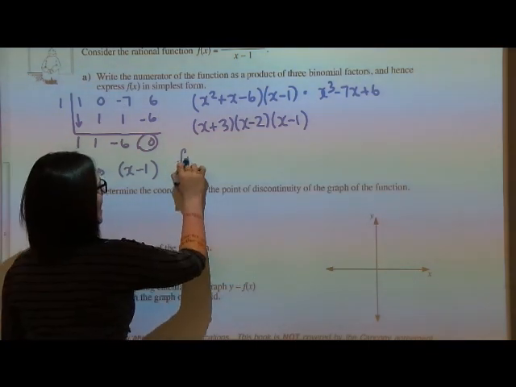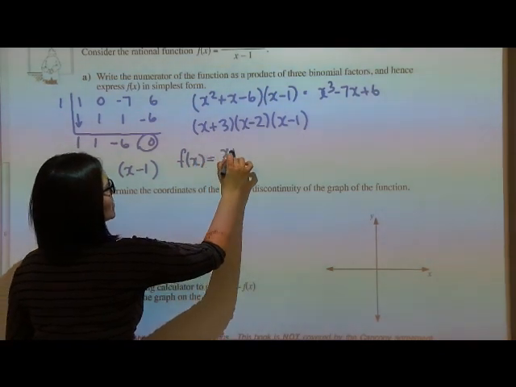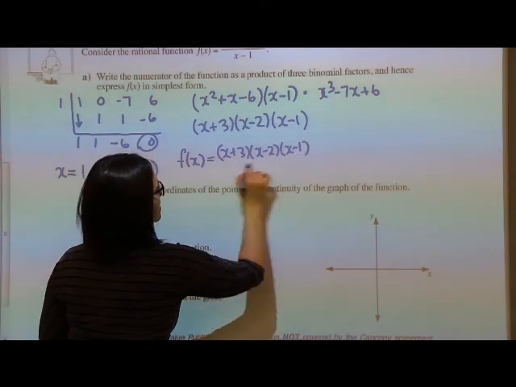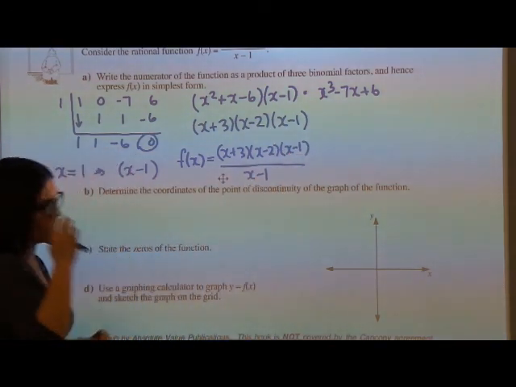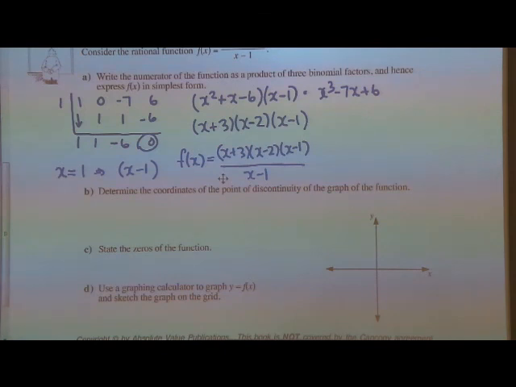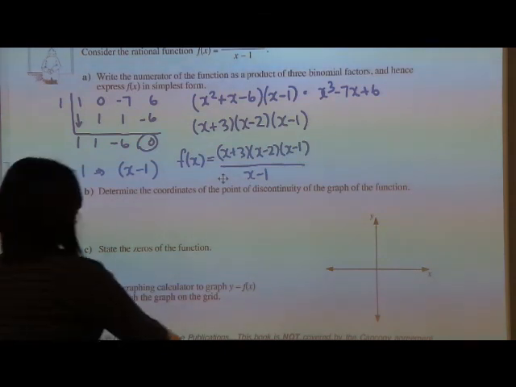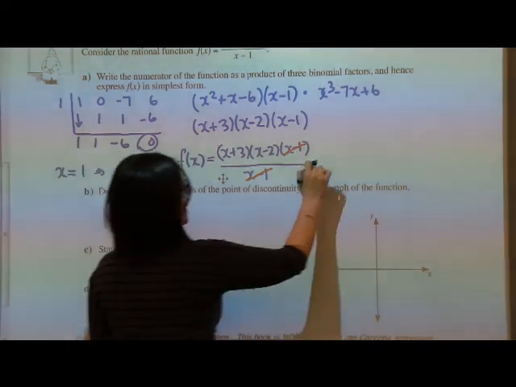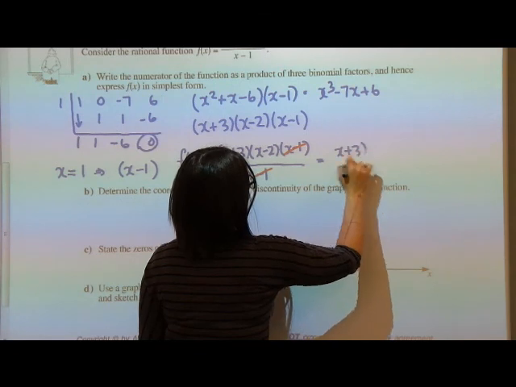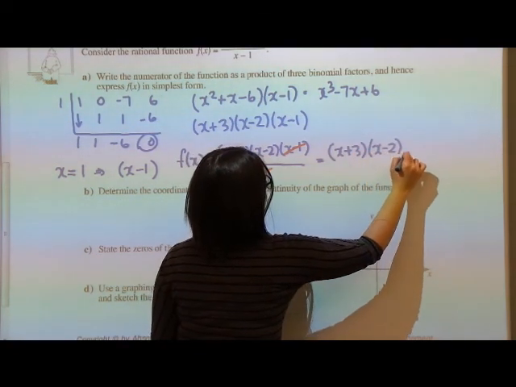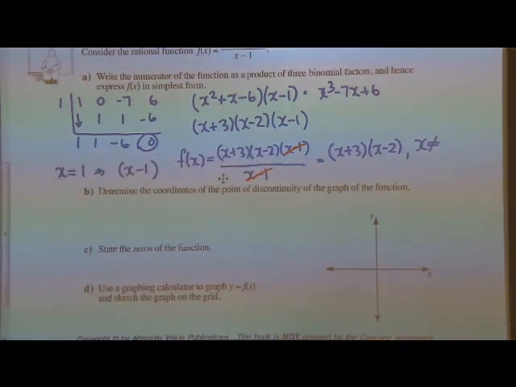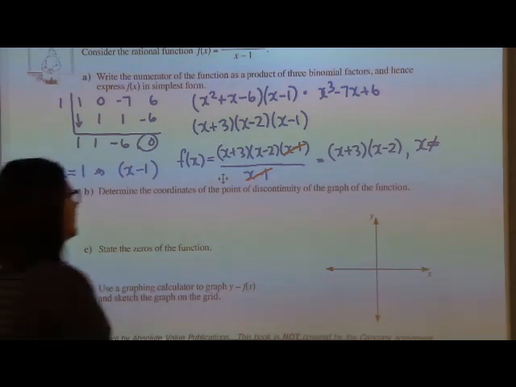So then f of x equals this x plus 3 times x minus 2 times x minus 1 over x minus 1. My x minus 1s are common factors, which means they cancel. And I'm left with x plus 3 times x minus 2 with the restriction that x cannot equal. What can't x equal? 1.